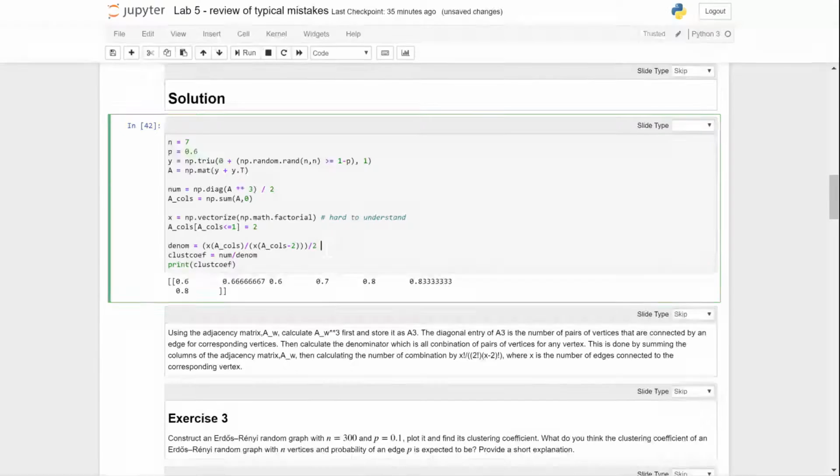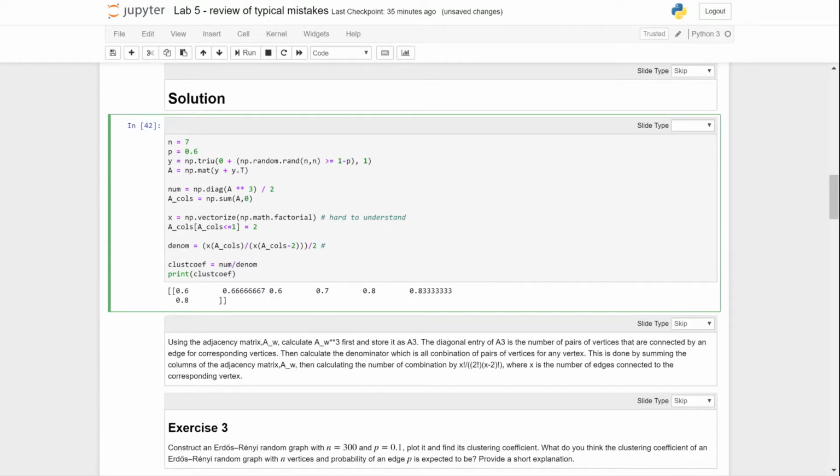But another issue is why should we do it at all, right? Because the whole purpose of applying this function x is the following. In this line, denom equals something. What it actually does is it applies a function like f of x equals x times x minus 1 over 2 to every entry of the vector a calls. But you don't really need a vectorized version of the factorial to do that. You can just do it right away.